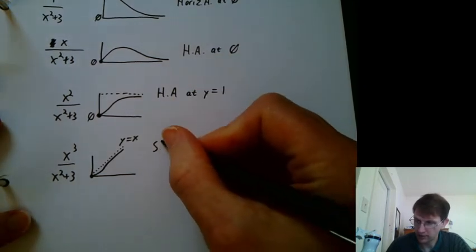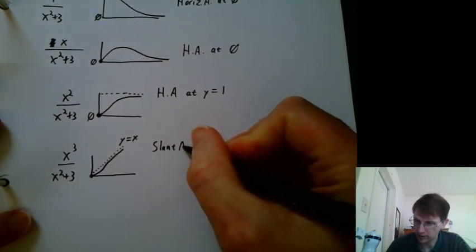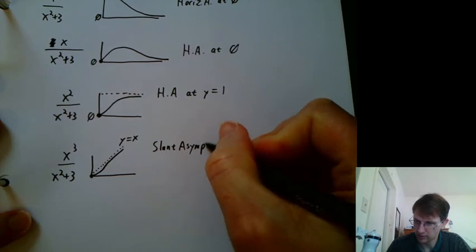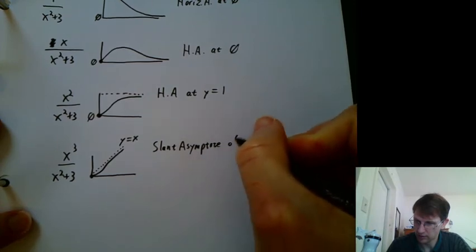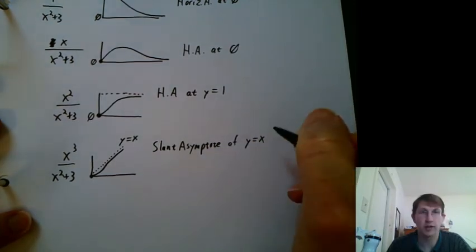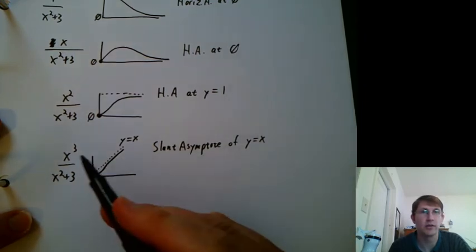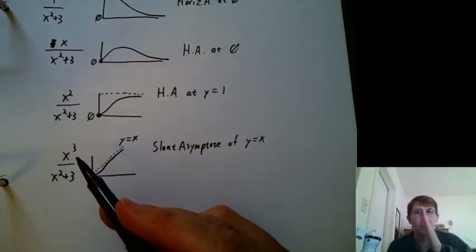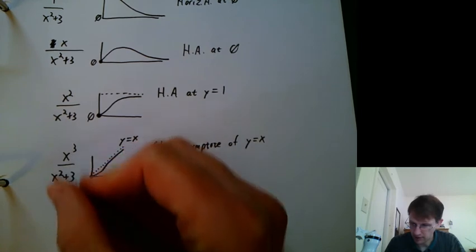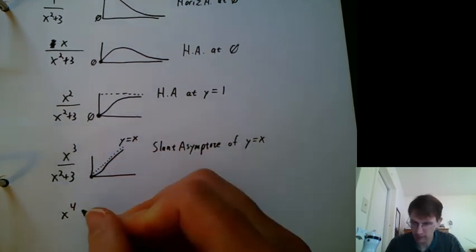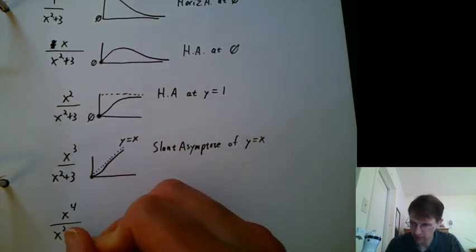So we'd say this is a slant asymptote of y equals x. Not all slant asymptotes are y equals x. Of course, if you throw a multiplier on here, you can change the slope. And just to continue the pattern here, x to the 4th over x squared plus 3.